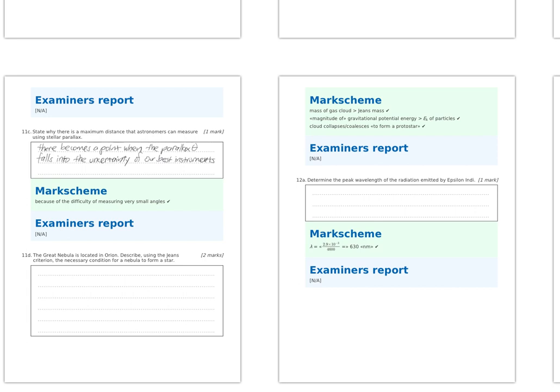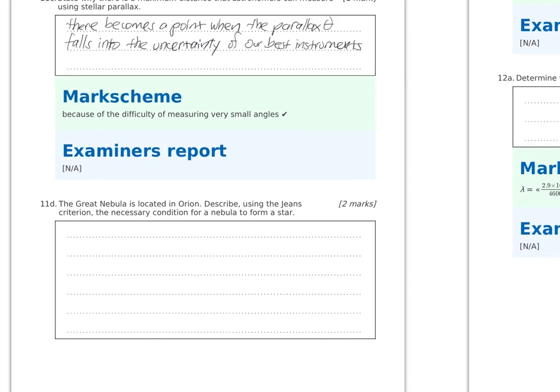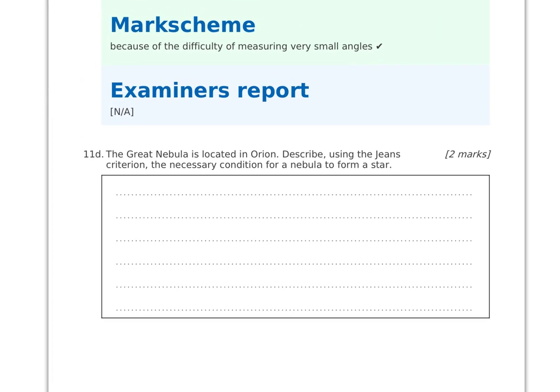Shenanigans, I tell you. The Jeans criterion is 11.4. I asked for questions on 11.1. Ugh, whatever. I'm going to answer it anyway because all these questions are fair game when it comes to astrophysics. But let's talk about the Jeans criterion. It has nothing to do with denim.